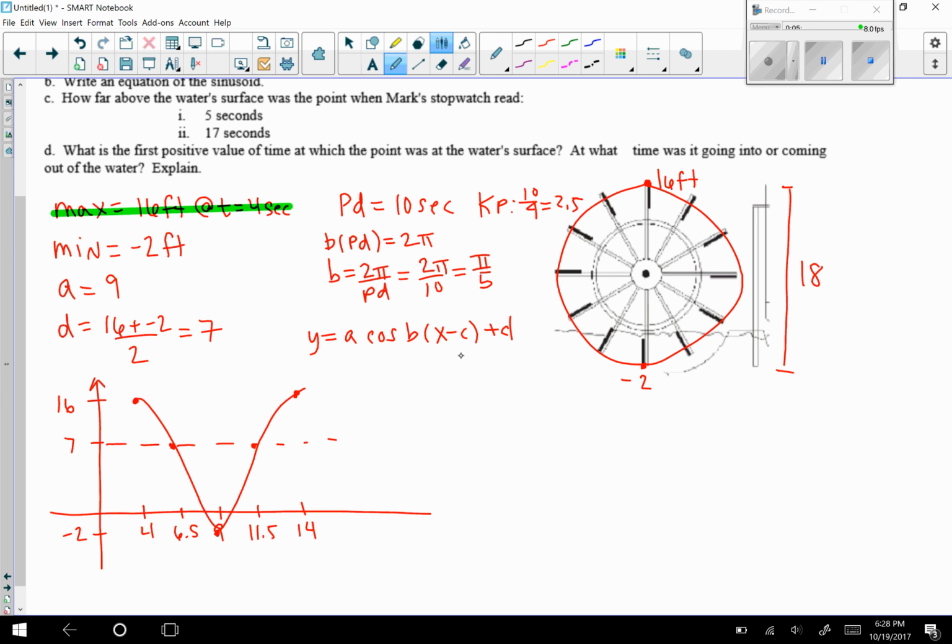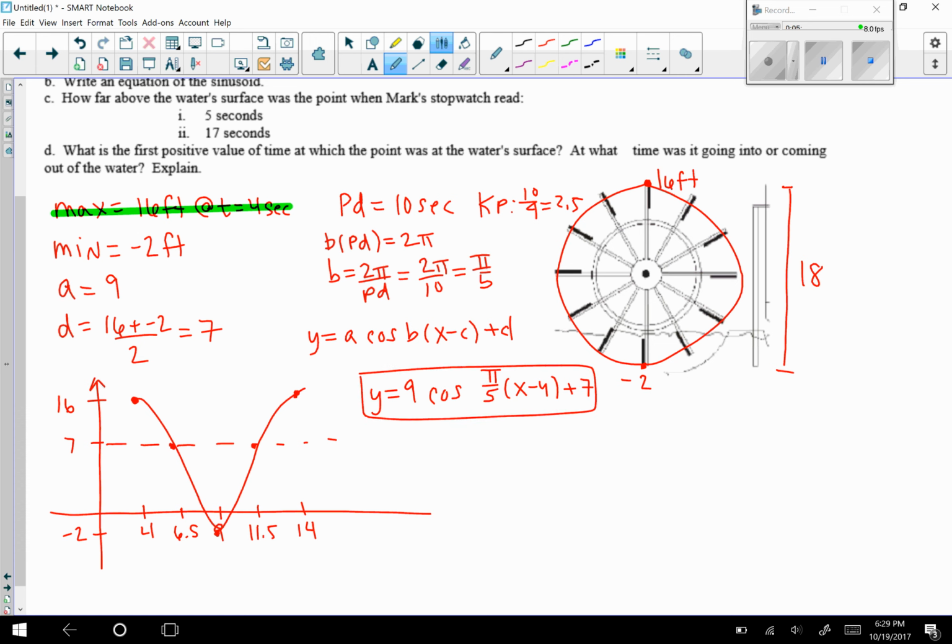We just need to make sure we know what the phase shift is. If we're starting with a cosine graph, we would start at this maximum point right here. So our phase shift would be moving our graph to the right 4. So one possible equation is y equals my amplitude, which is 9, times the cosine of pi over 5 times x minus 4, plus my midline, which is 7. So this is one possible equation that I can have.